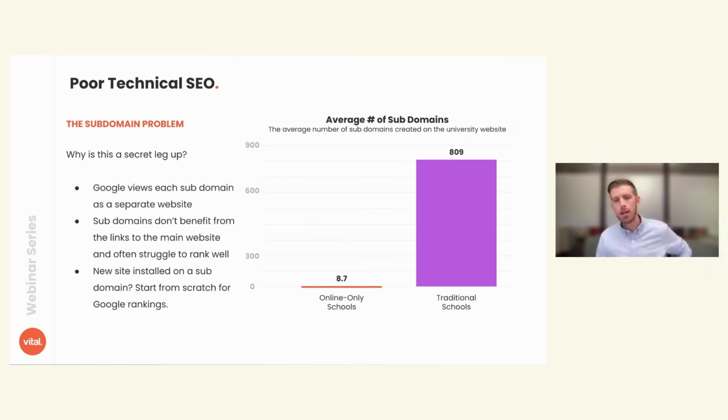But if you were to install that website in a subdirectory instead, Google would say, oh, you're part of this school. We know this school. It has hundreds of thousands of links and a very high domain authority. We trust it, and we're going to rank it like crazy. And so if you can get that website installed as a subdirectory, you're going to get a crazy amount of SEO benefit versus literally zero. And that is the leg up that we see here.